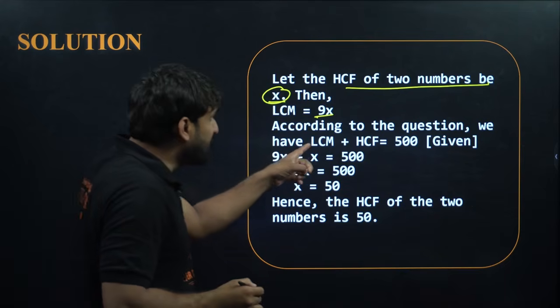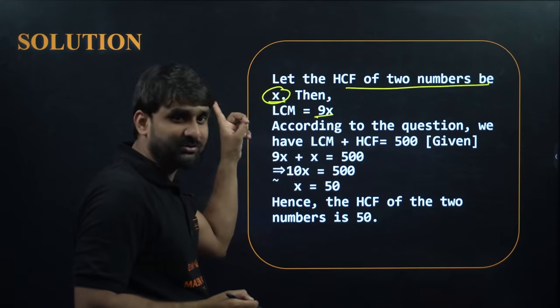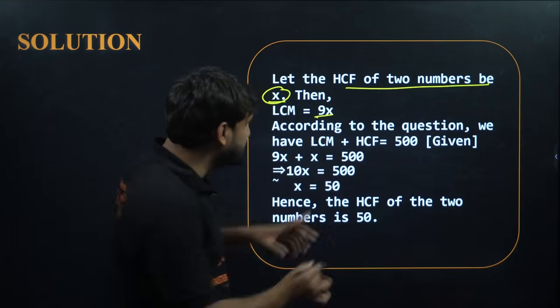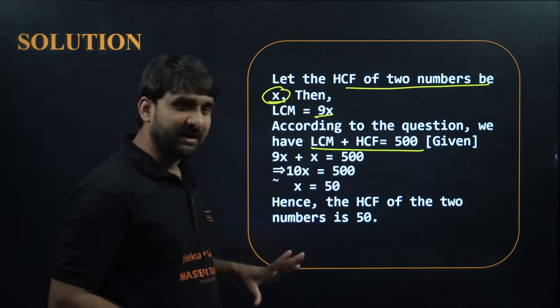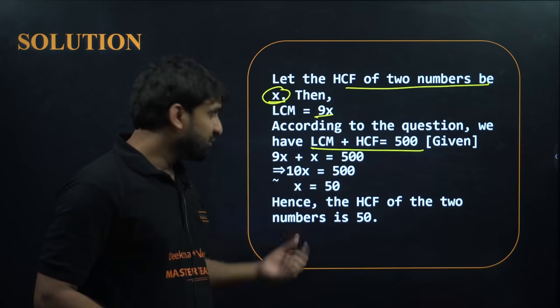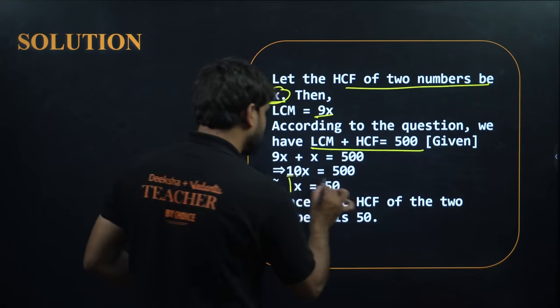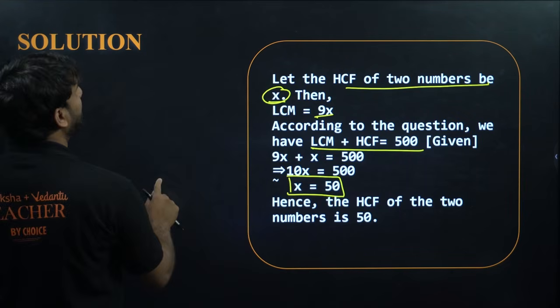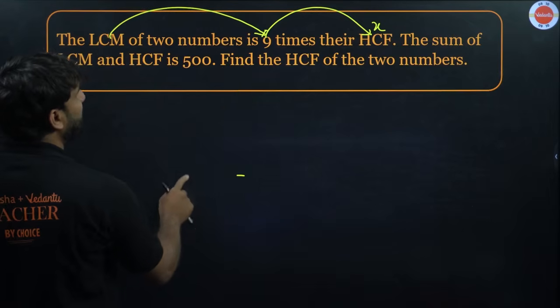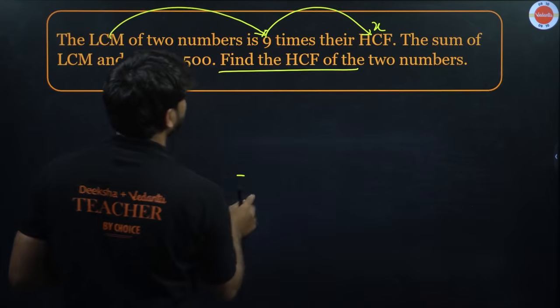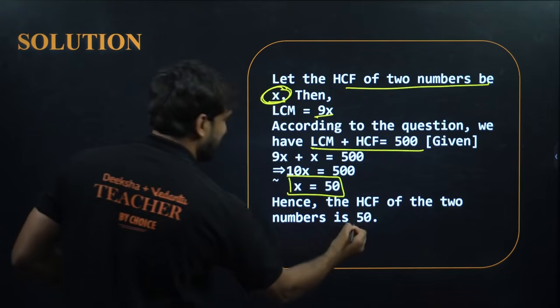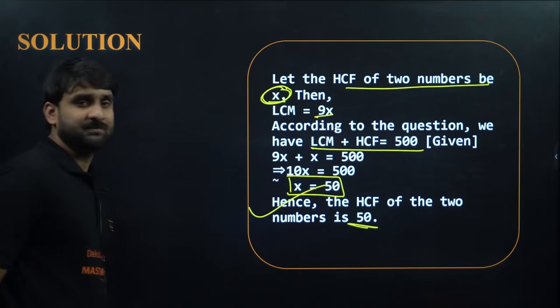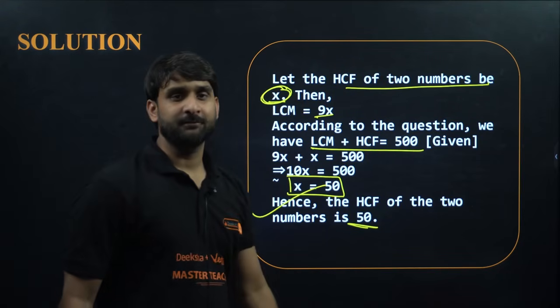Now the sum of HCF and LCM, as you have read in the question, is equal to 500. So one is X and the other is 9X. So X plus 9X is 500, so X is equal to 50. And once you get the 50, what do you have to find out here, my dear champion? Find the HCF. HCF is itself X, so 50 will be the HCF.